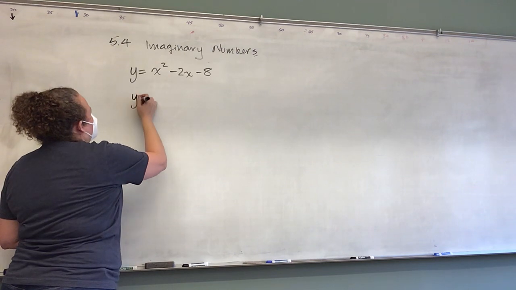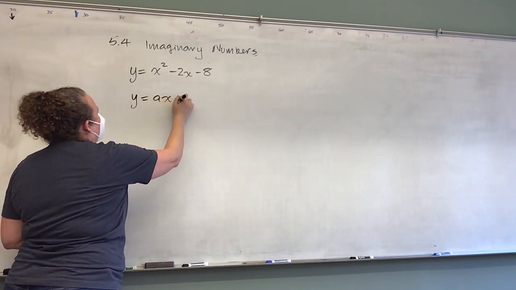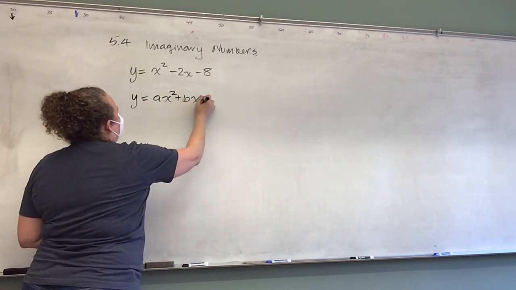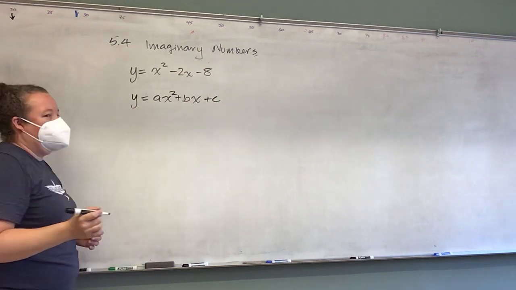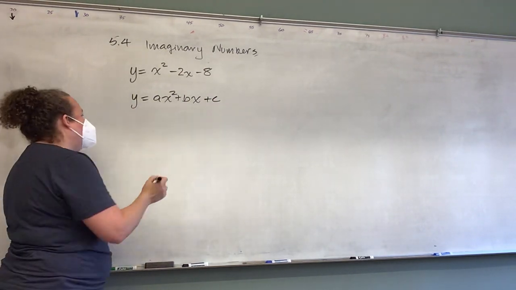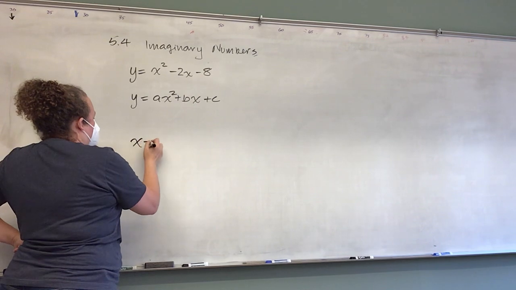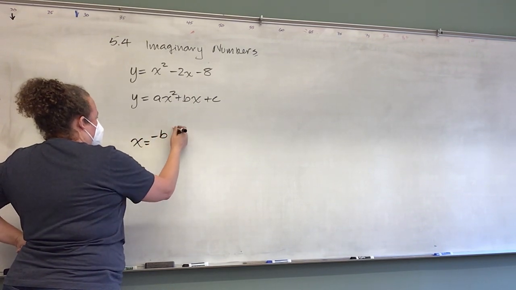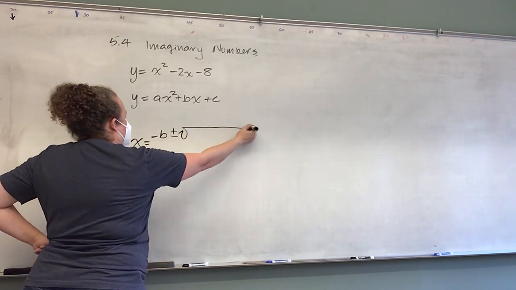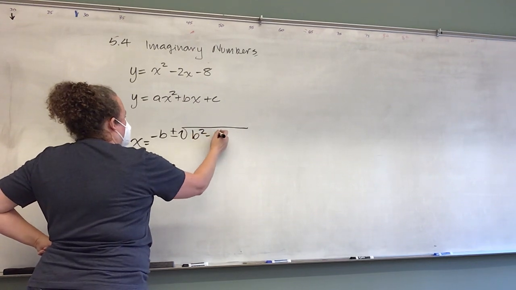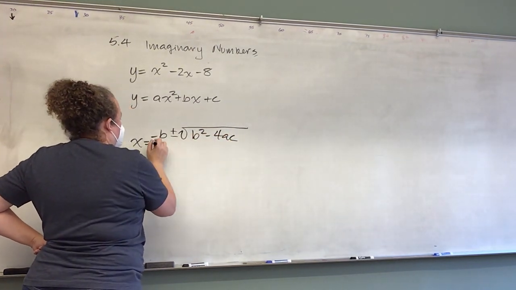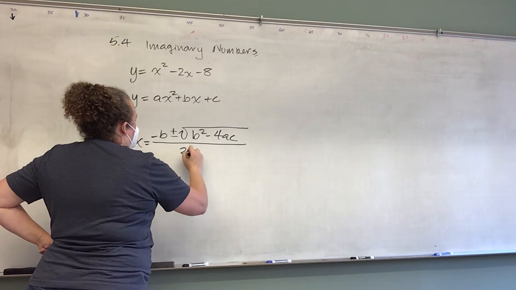Yes, Lily? I was wondering if you're going to ask what it is. Yes, Lily is ready with the quadratic formula. So yes, Lily, what is it? Negative b plus or minus the square root of b squared minus 4ac all over 2a. That's right, all over 2a.